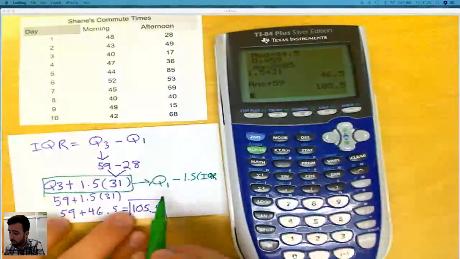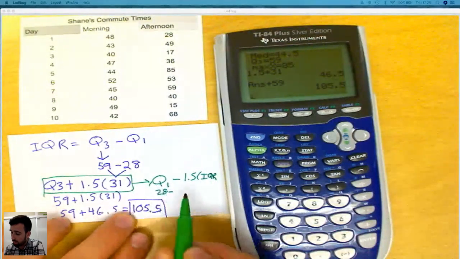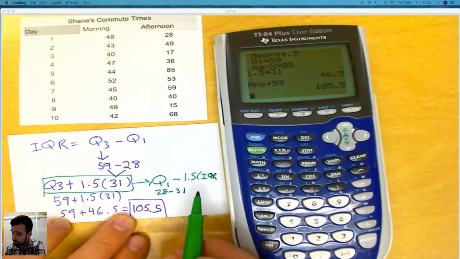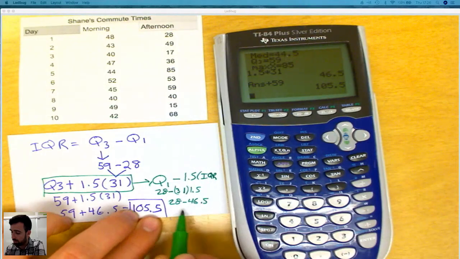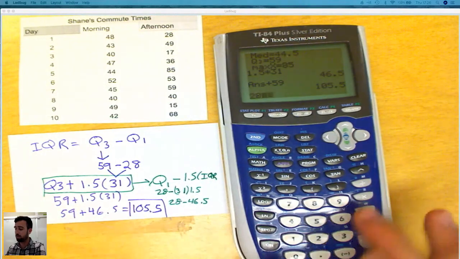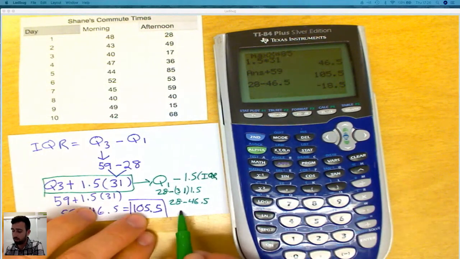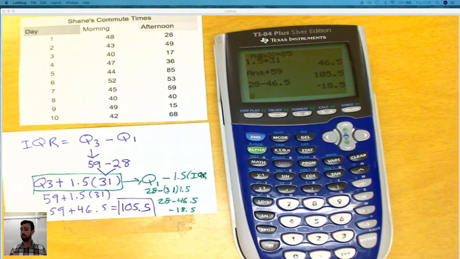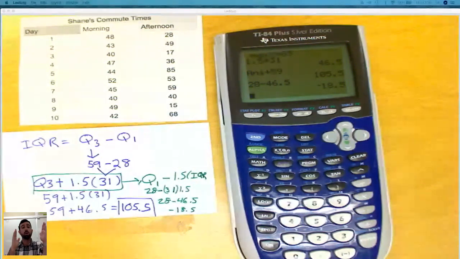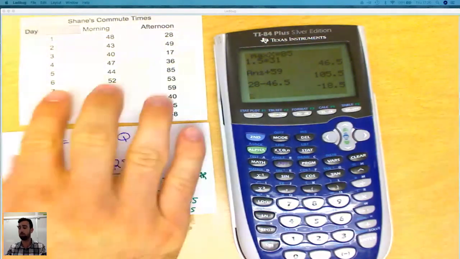So I know Q1 was 28 minus 31 times 1.5. So 28 minus 46.5. Oh, I can already see what's going to happen. This is going to be a negative number, which obviously you cannot travel a negative amount. So if for some reason it took me negative 18.5 minutes to get to work, that'd be super dope. I'd be pretty happy with that. But that can't happen. So there's going to be no outliers on the lower end of my morning commute times.